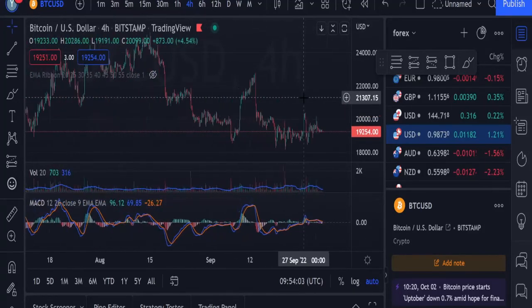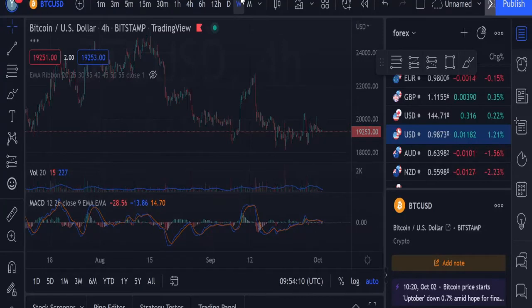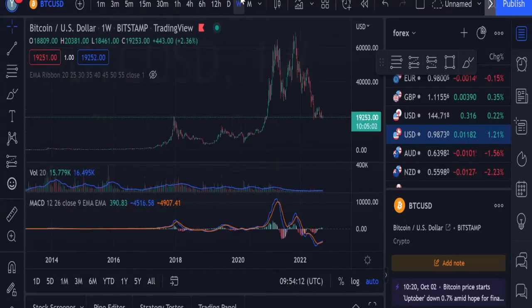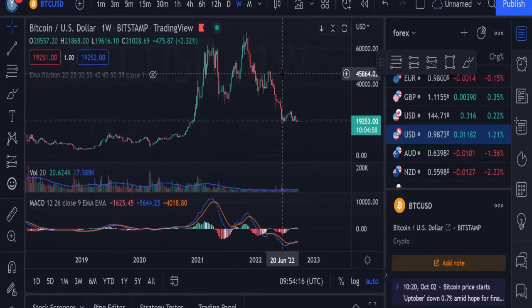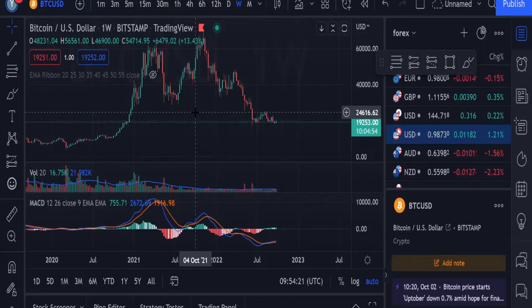What can we see in this market? The picture is not too clear, so we have to zoom out. We have to check the bigger picture. This is the weekly chart. We are in an obvious downtrend. So let's check out the daily chart.